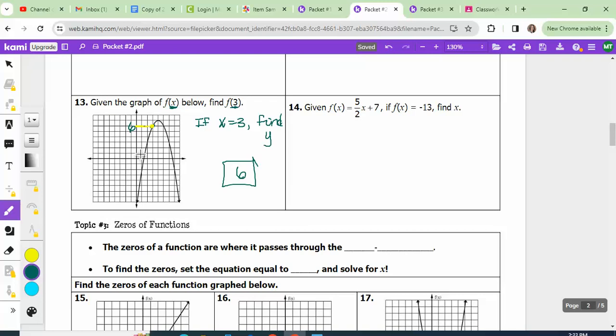If I'd said f of 1, when x is 1, what's my y? -2. So you're just telling me the y.